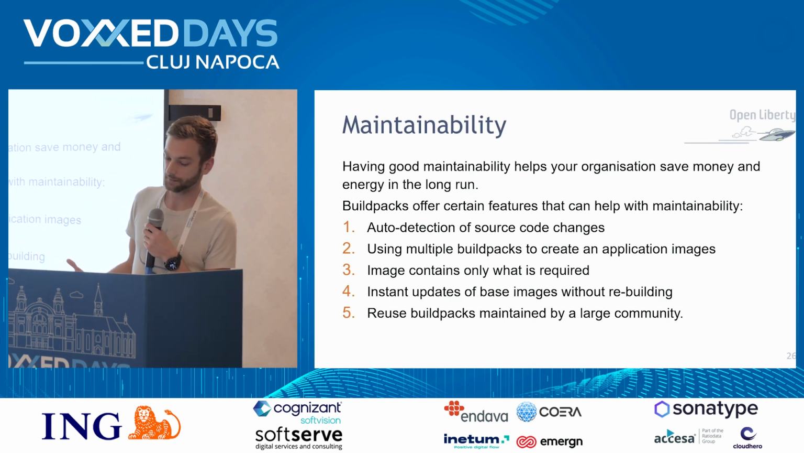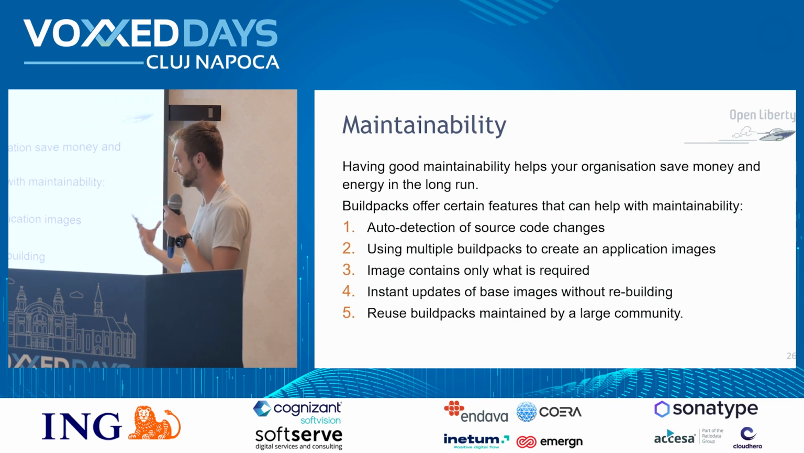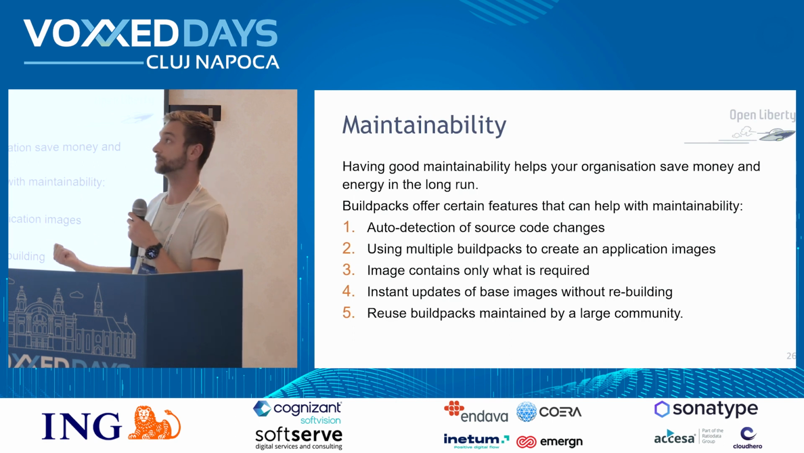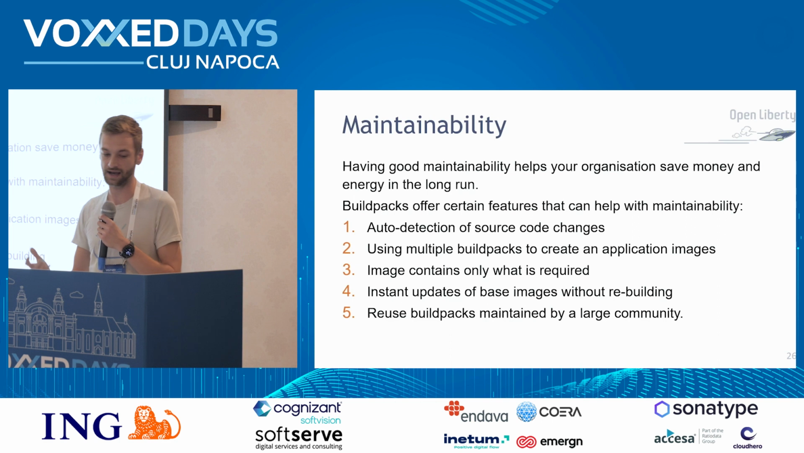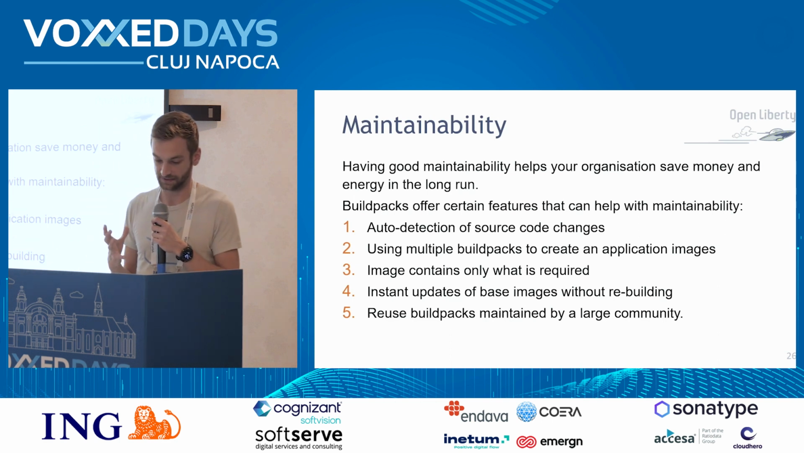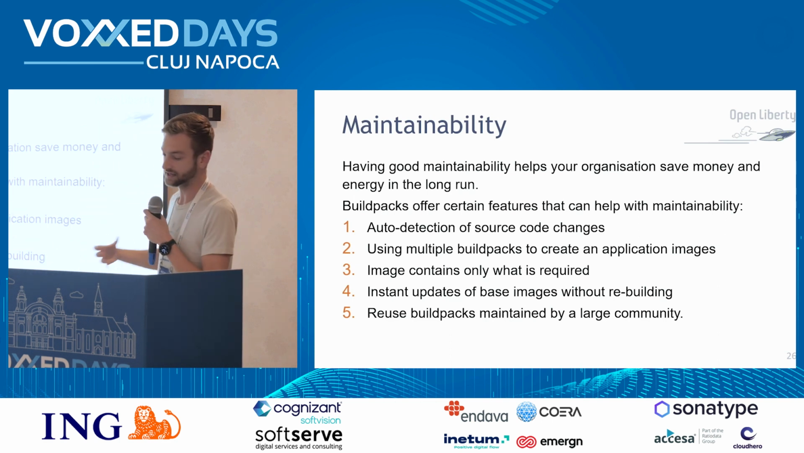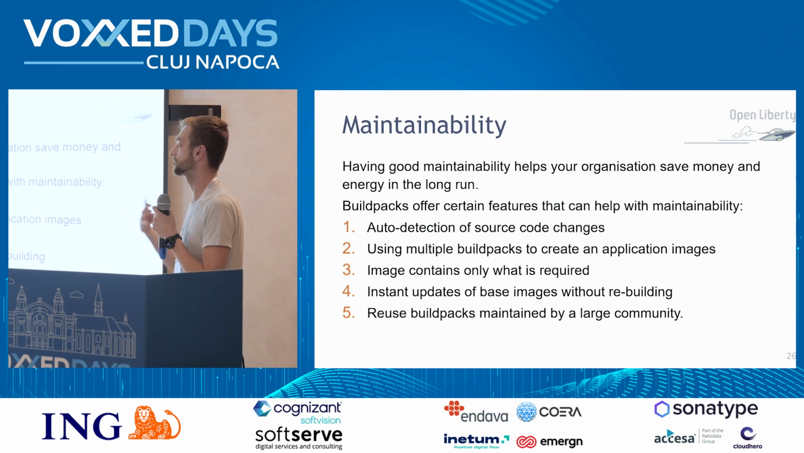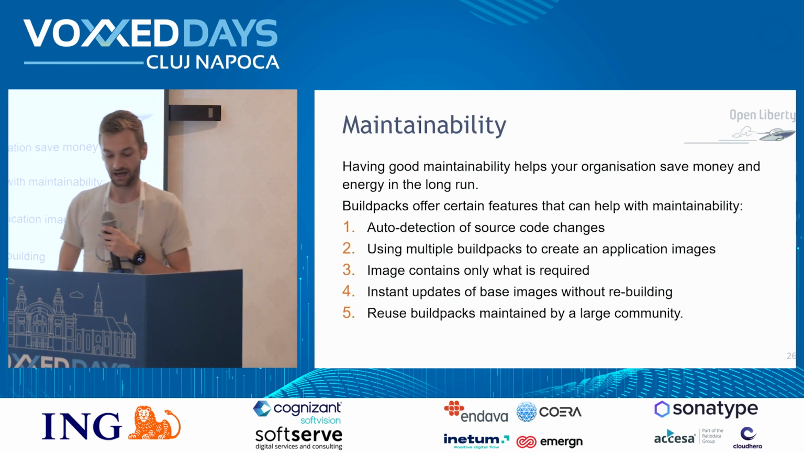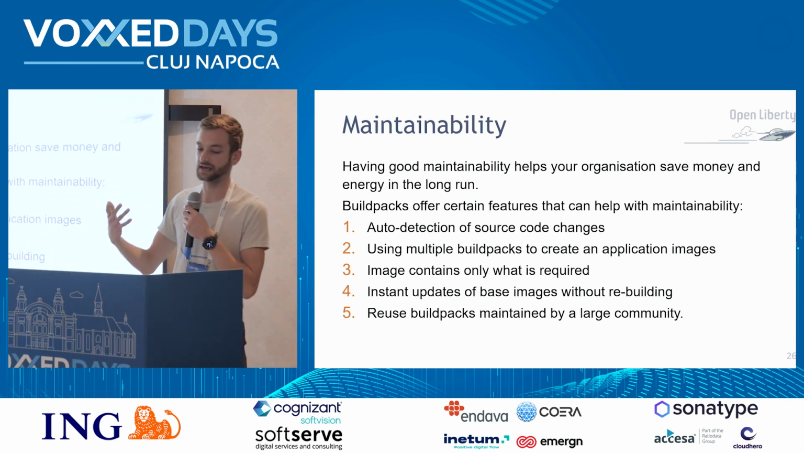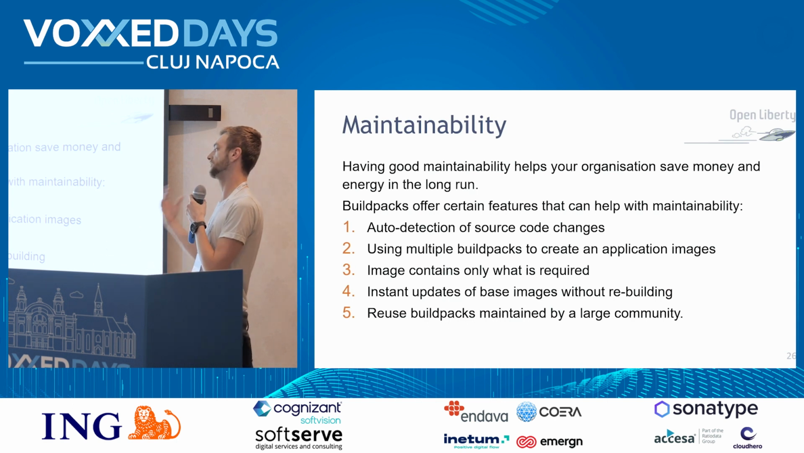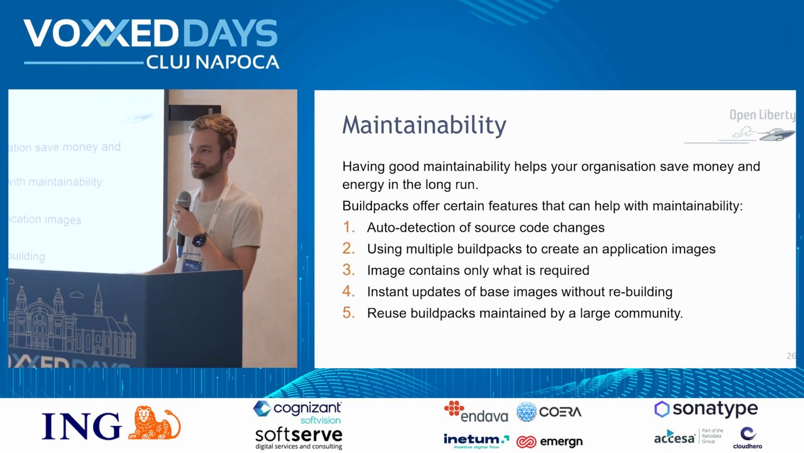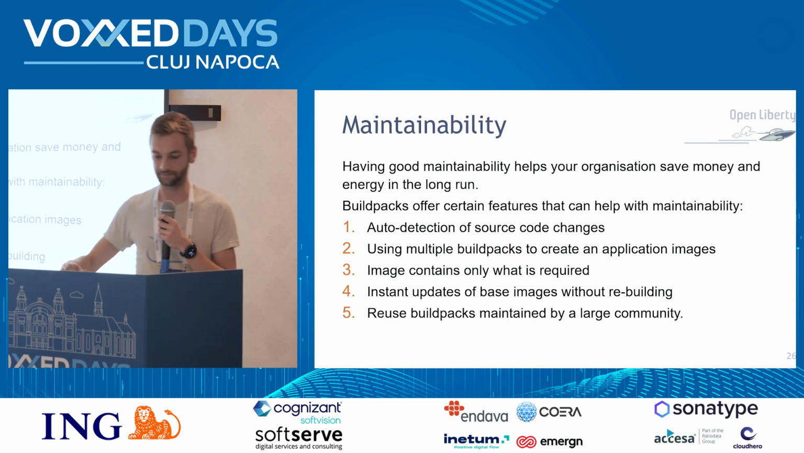Using multiple build packs to create application images. So like I said, we're going to be using two. We're going to be using the Open Liberty one and the OpenJ9 build pack, and they kind of combine together to build your application image. The image only contains what's required, so it's very good at stripping out all the stuff it doesn't need. Again, you get instant updates to the base image, so I don't have to update or rebuild my applications. All the updates go straight into the base layer.